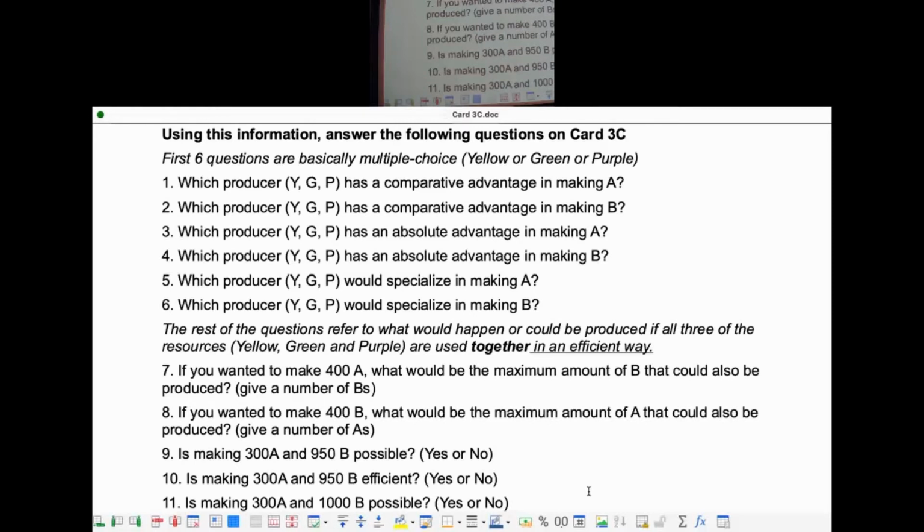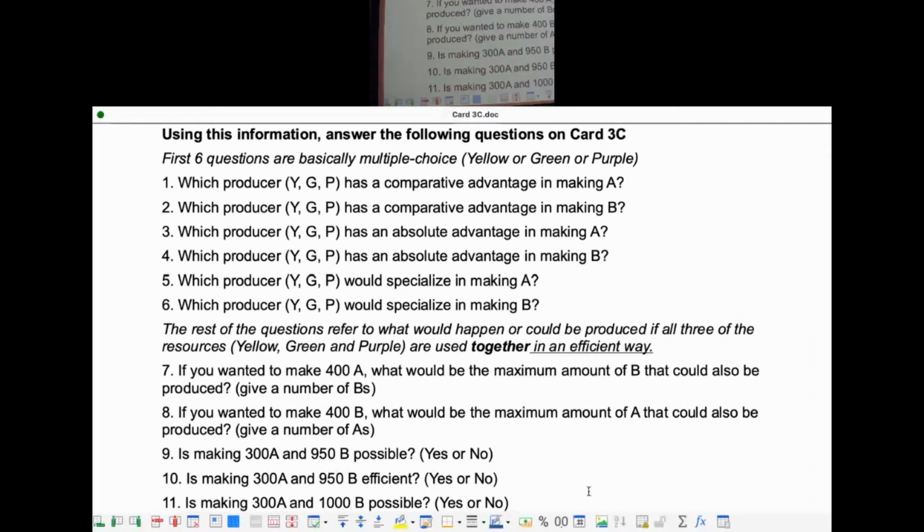Question number 4: which producer, Y or G or P, has an absolute advantage in making B? Question 5: which producer, Y or G or P, would specialize in making A? Question 6: which producer, Y or G or P, would specialize in making B? We talked about specialization a little bit, I think, last time, but you should know what that is from the book, hopefully. Specialization is when you concentrate on producing something, right?